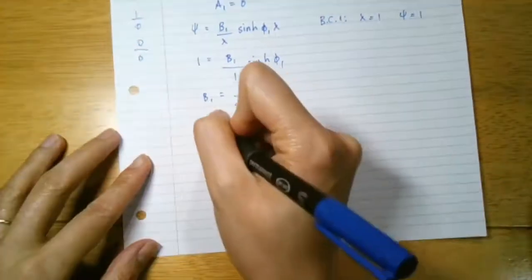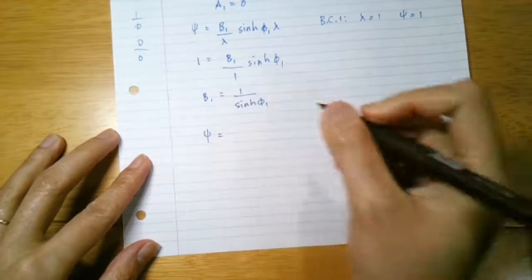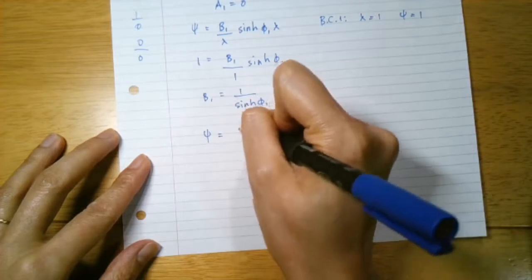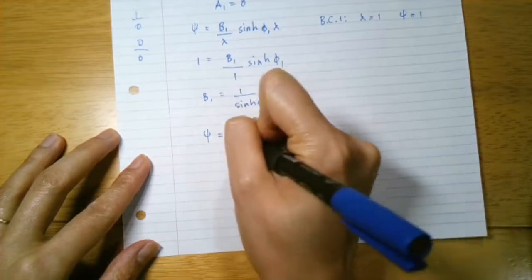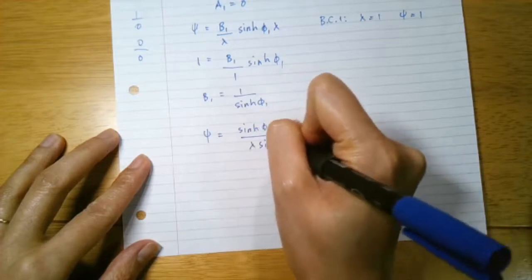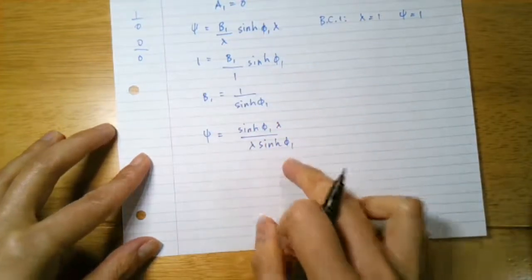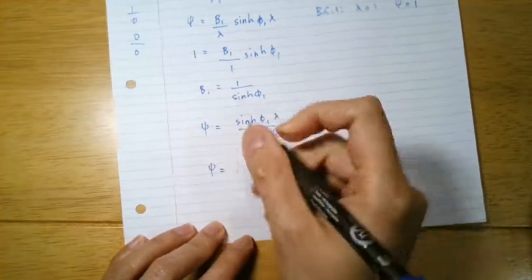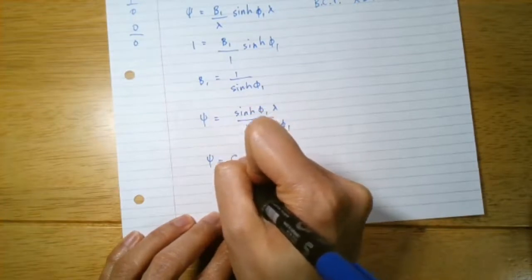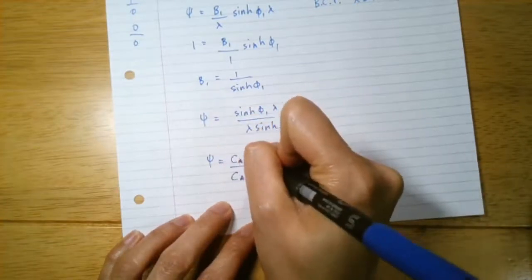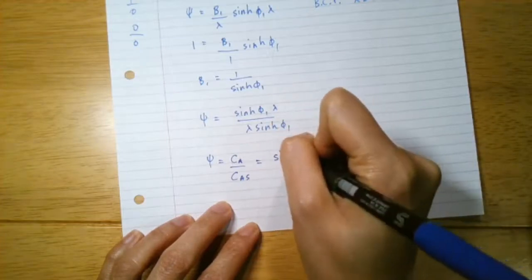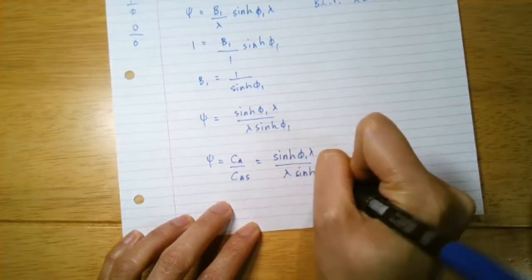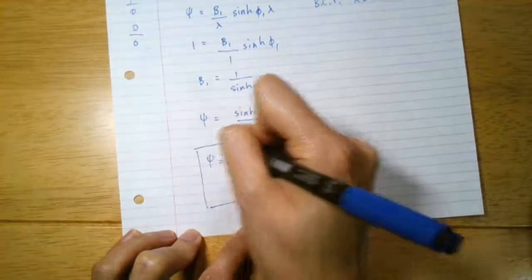So therefore, our solution psi is equal to sinh phi 1 lambda over lambda sinh phi 1. We know that psi is equal to CA over CAS, and this is equal to sinh phi 1 lambda over lambda sinh phi 1. So this is our solution.